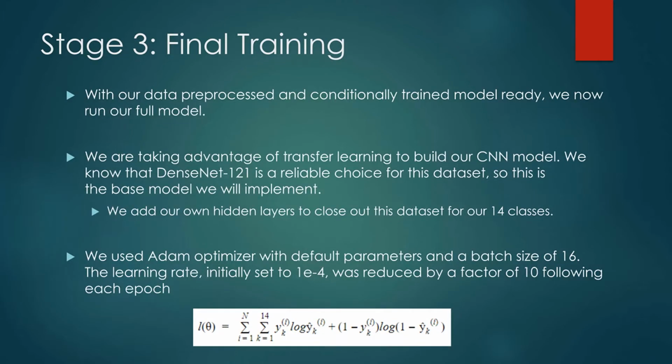So for our final training stage, let's go ahead and describe the model that we're using. After the conditional training, we freeze the upper layers of DenseNet 121, and then we re-implement those into our full train that will be going across the full data set. We're using the Adam optimizer with default parameters, a batch size of 16, and the default learning rate, which is set to 1e-4 and reduced by a factor of 10 for each epoch. You can see our loss function here at the bottom.